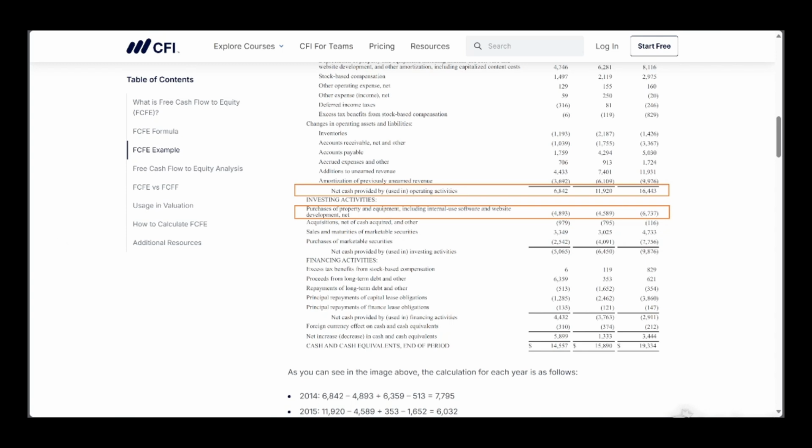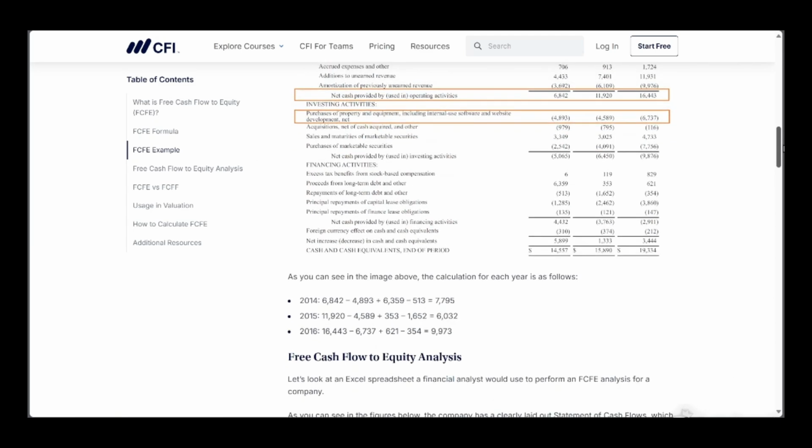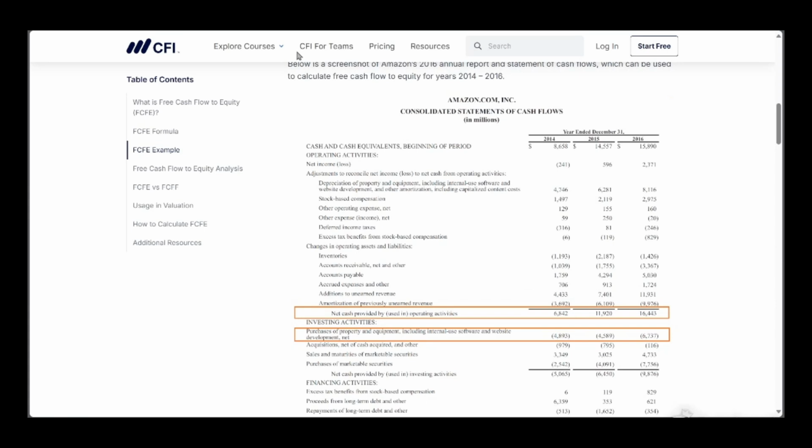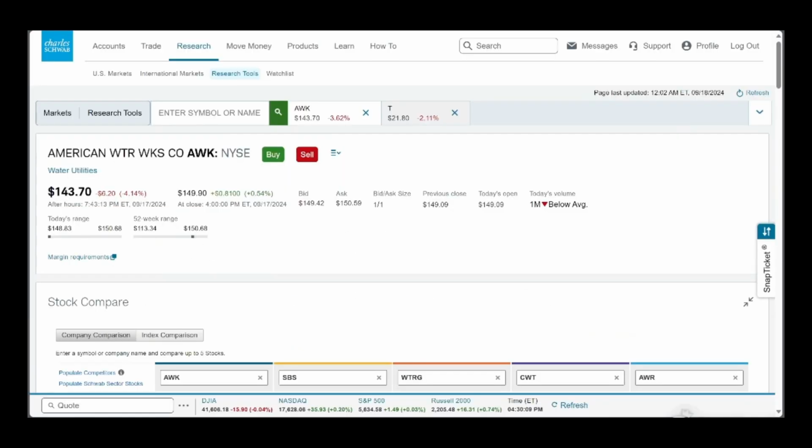So a positive free cash flow to equity indicates that a company has enough cash to potentially increase dividends, buy back shares, or reinvest in the business, or essentially whatever the business wants to do with this extra cash. However, a negative free cash flow to equity might mean that this company is cash negative after paying for all of these different expenses.